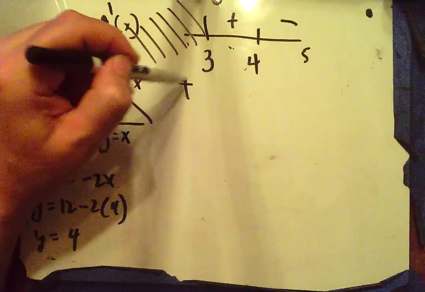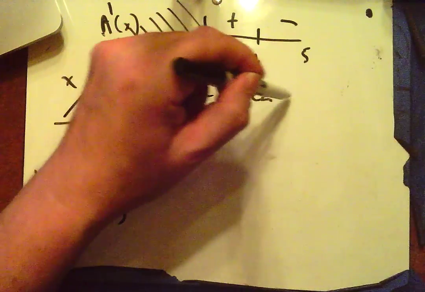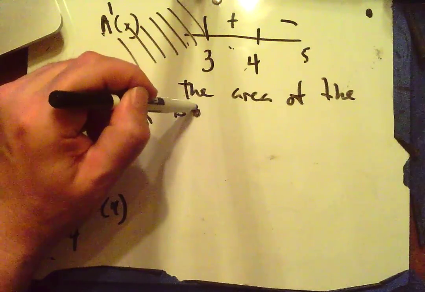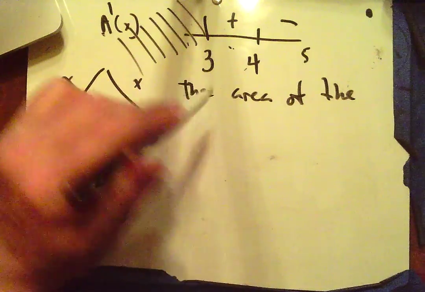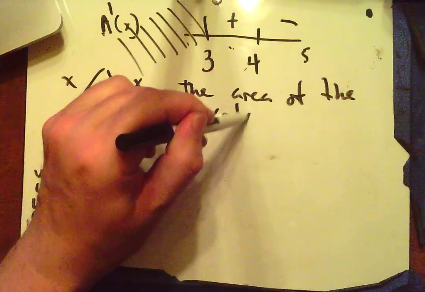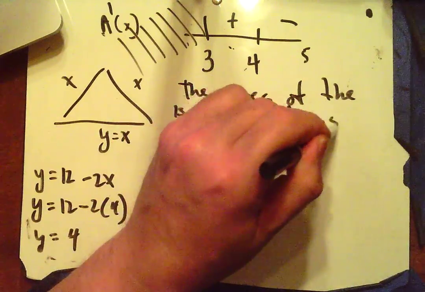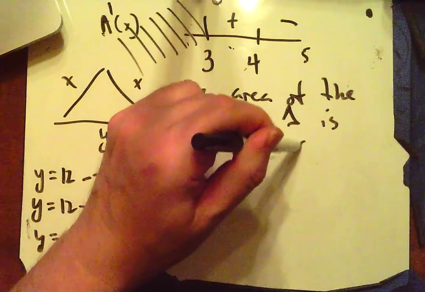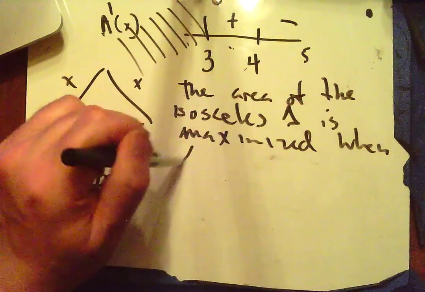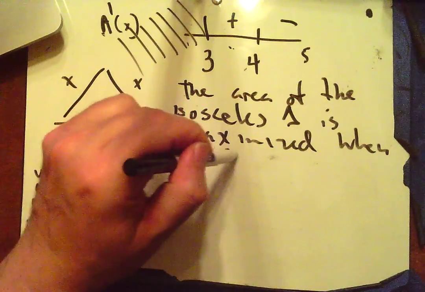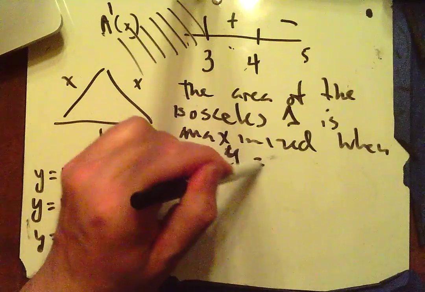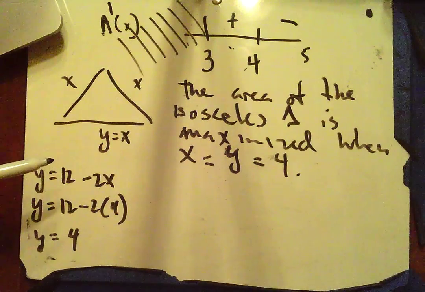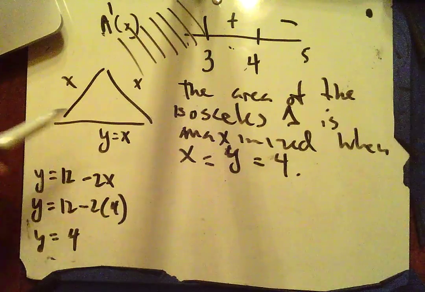So the area of the isosceles triangle is maximized when x equals y equals 4. Do we need anything besides find the lengths of the sides?